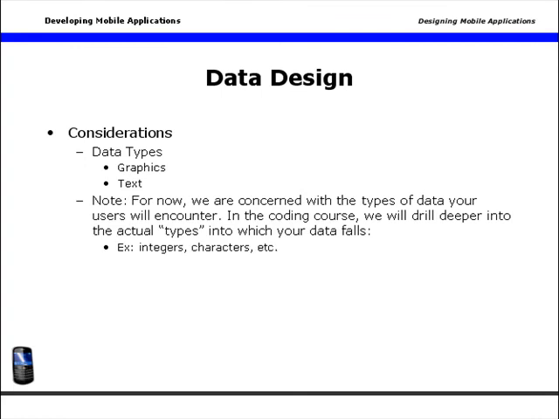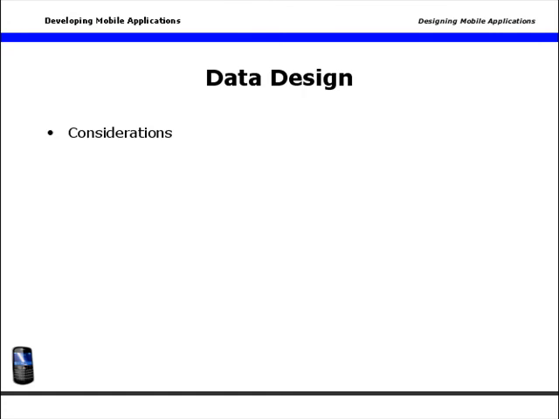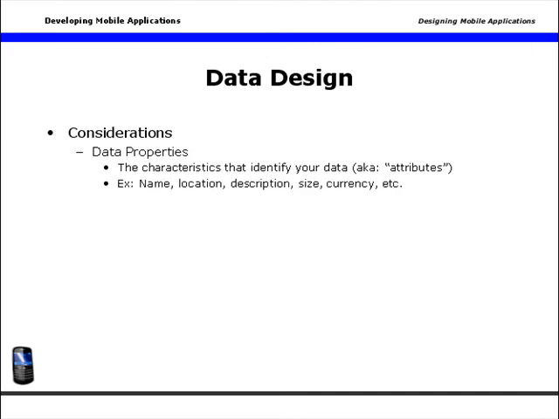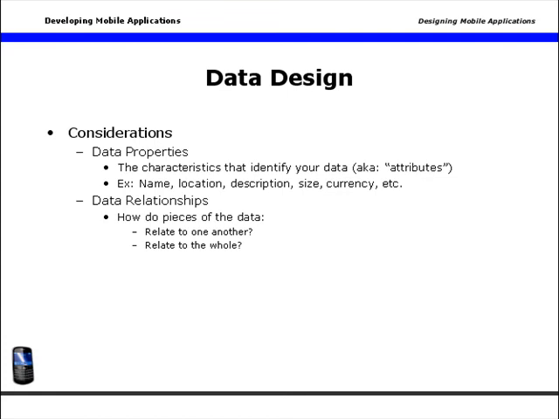You'll also be concerned with your data's properties, which includes the characteristics that identify your data, or its attributes. For example, name, location, description, size, currency, are all examples of data attributes. You'll also want to design for your data's relationships, which describes how the pieces of data relate to one another, and how each piece of data relates to the whole.